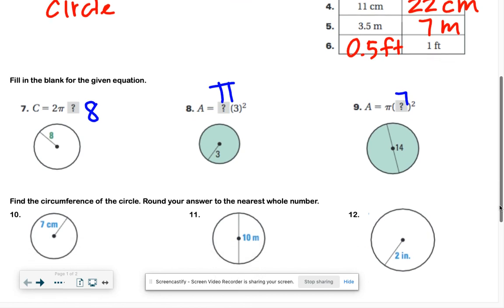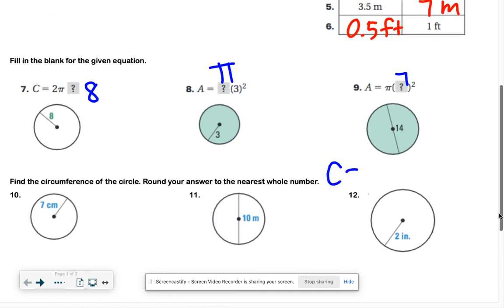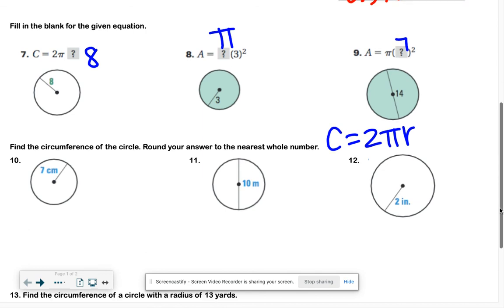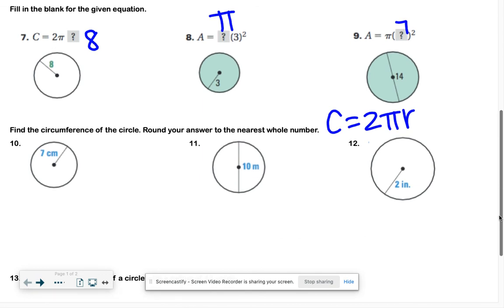Okay, I'm gonna set you loose. On the front, you're using circumference, so 2 pi r. On the back, pi r squared. Okay? So for the rest of these, 2 pi r on the front, and on the back, pi r squared. Can you still round to the nearest whole number? Yeah, you can round to the nearest whole number, that's okay. So do I just use that? Yep, that's it.